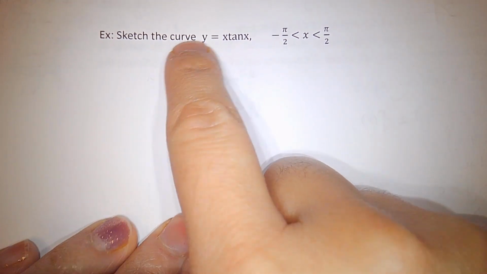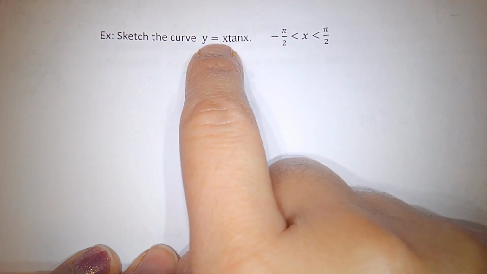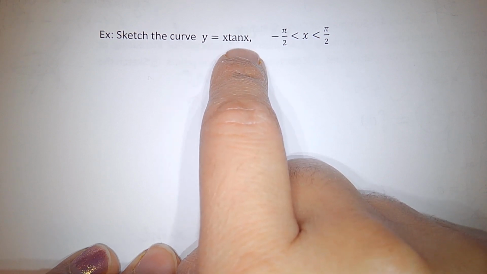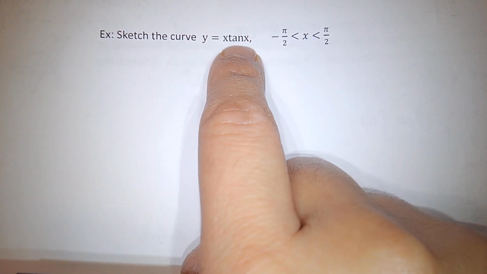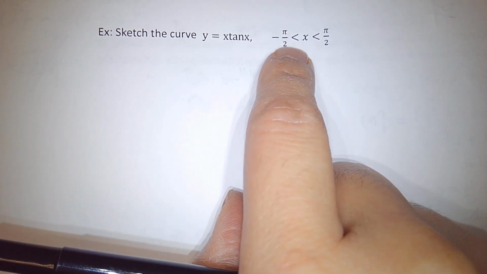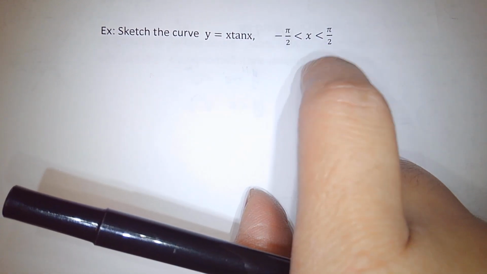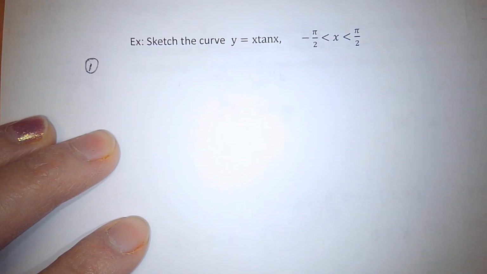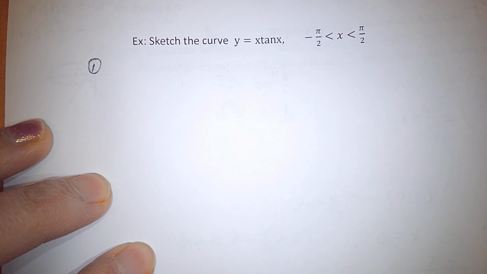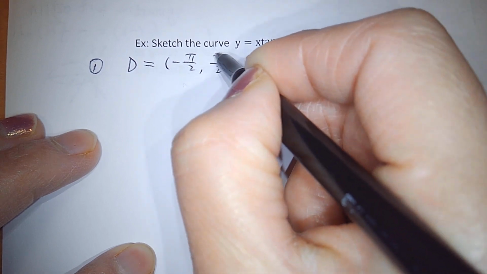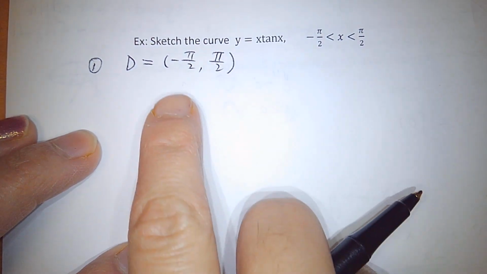So sketch the curve y equals x times tangent x. This function involves trig functions, so we have to pay attention to it. It told us the domain of the function is from negative pi over 2 to what? Pi over 2. So do we have to figure out the domain of the function? No. It's given.